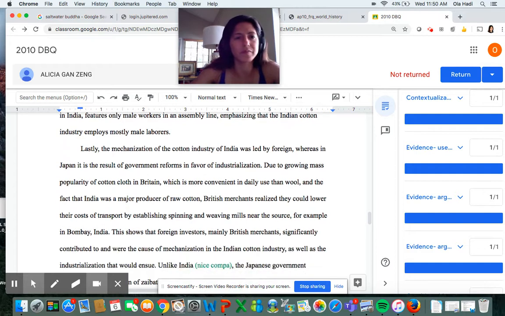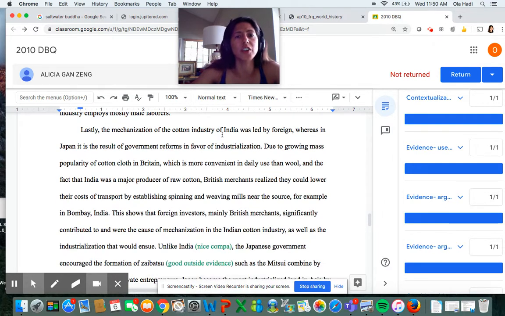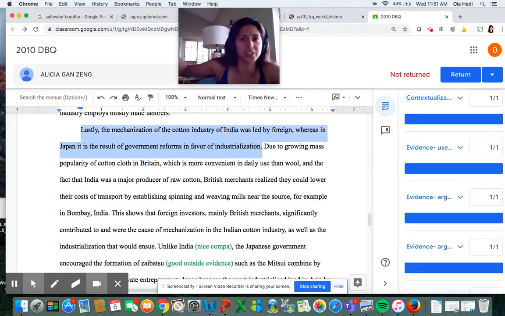Very good. Lastly, the mechanization of the cotton industry in India was led by foreign investment, I think she means, whereas in Japan it is the result of government reforms in favor of industrialization. That's the last part of her thesis. It should be followed by, as shown in documents, blah and blah. So make sure you add that.